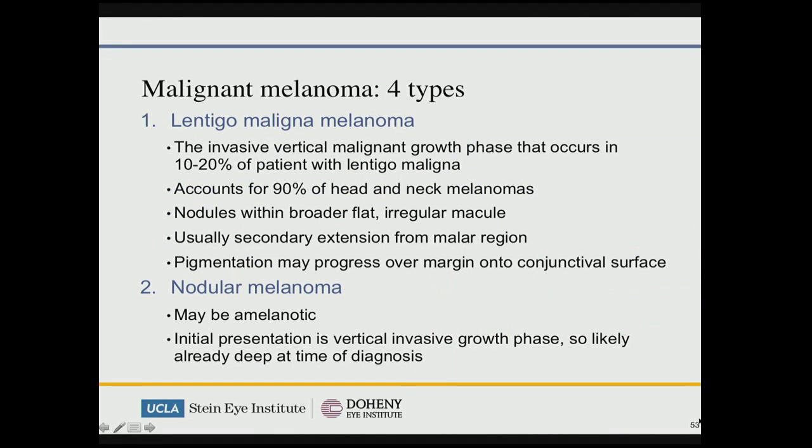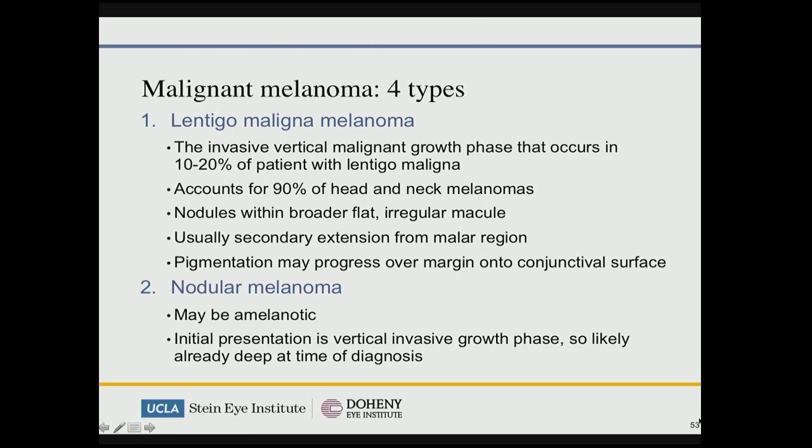And then lastly, malignant melanoma. There are 4 types of malignant melanoma. Lentigo-maligna melanoma is the invasive vertical malignant growth phase that occurs in about 10 to 20% of patients with lentigo maligna. It accounts for 90% of head and neck melanomas, and it consists of nodules within broader, flat, irregular macules. It usually occurs as secondary extension from the malar region when it's in the lid, and the pigmentation may progress over the margin onto the conjunctival surface.